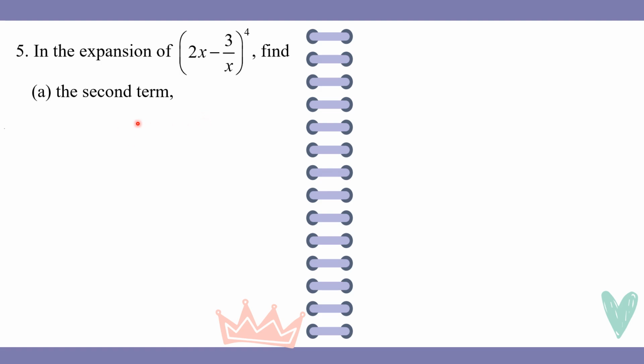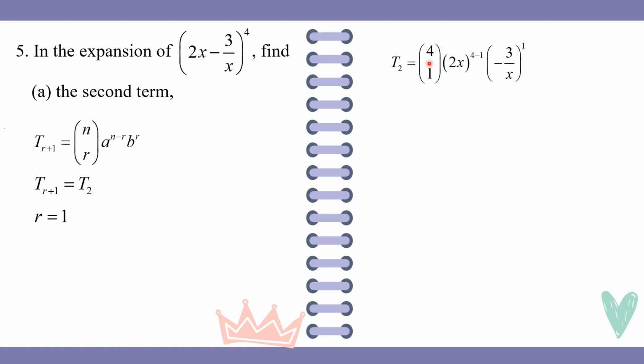To find a specific term, we will use the general term t r plus 1 equals n choose r a power n minus r b power r. To find the second term, it will be t2. So for t2, the r value is actually 1. So we'll substitute r equals 1 into the general term here. That will give us 4 choose 1 because the power n here is 4. Then we'll write down the a term. We'll write down the b term. We'll write down the power towards the end, which is the r value here.